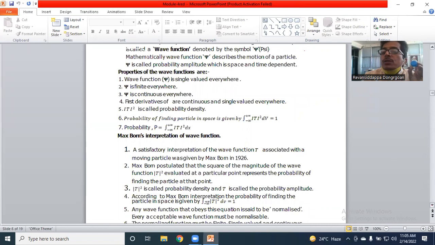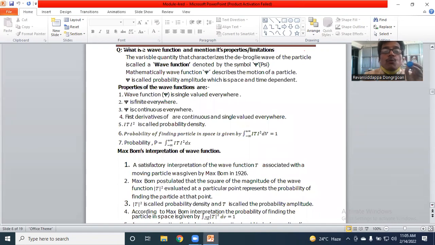Here we are going to discuss another topic, the wave function. What do you understand by the wave function, what are its properties, and what are its limitations? Before that, what is the wave function? For example, see.